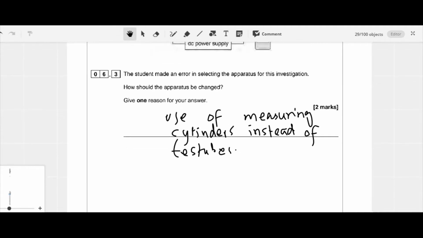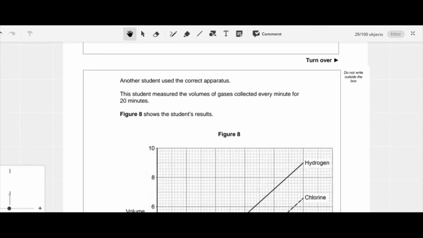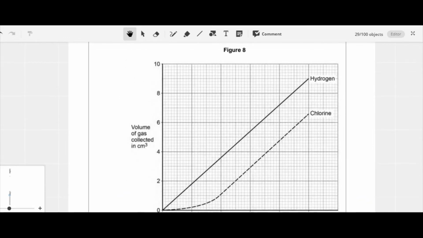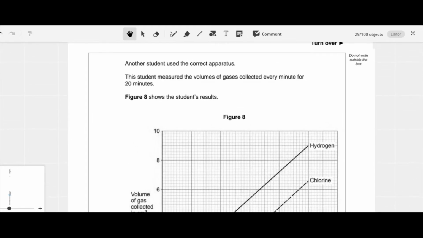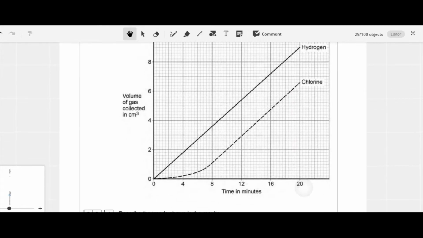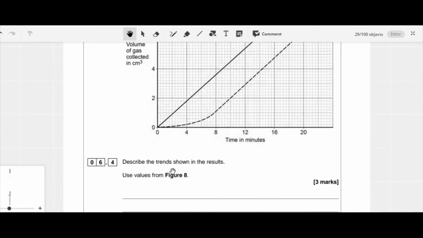Okay, the next one. Another student used the correct apparatus. This student measured the volume of the gas collected every minute for 20 minutes. Figure 8 is given. There is a graph between the volume of gas collected in cm cubed and time in minutes. The question is, describe the trends shown in the results.